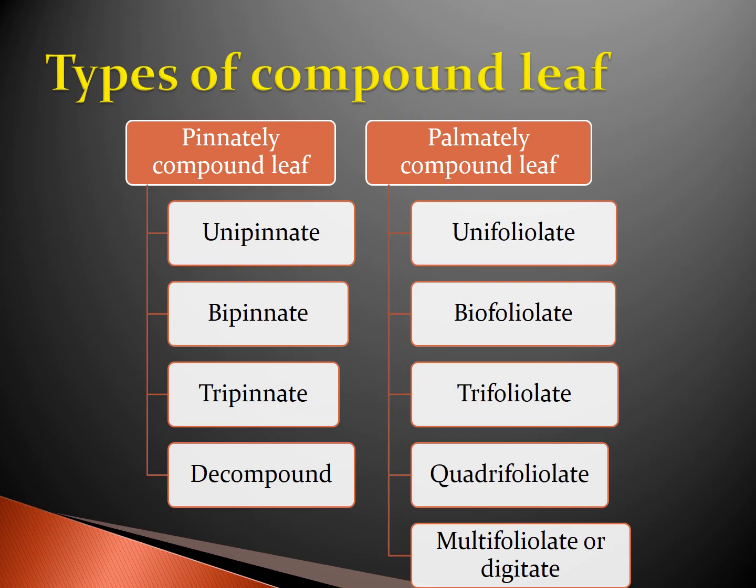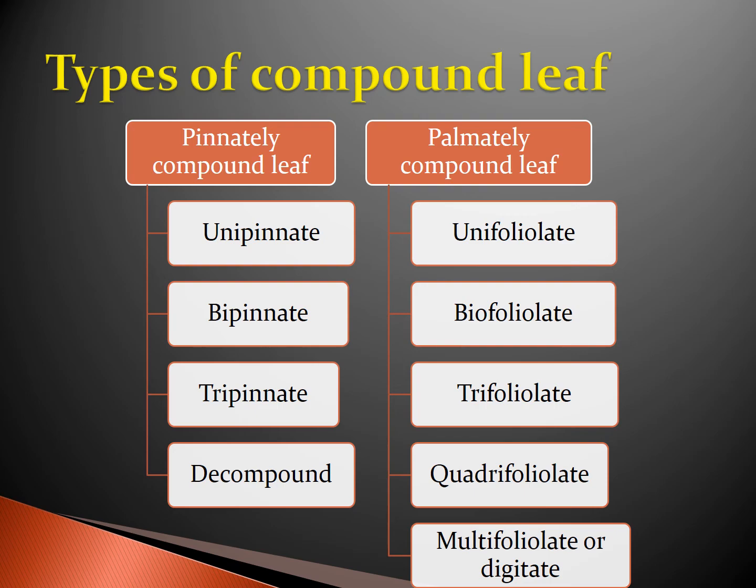Okay, so pinnately compound leaf. What is that? Unipinnate, bipinnate, tripinnate, decompound. These are the classification of pinnately compound leaf. Then in palmately compound leaf: unifoliate, bifoliate, trifoliate, then quadrifoliate, then multifoliate or digitate. These are the types of the palmately compound leaf. Now we are going to see them in detail.